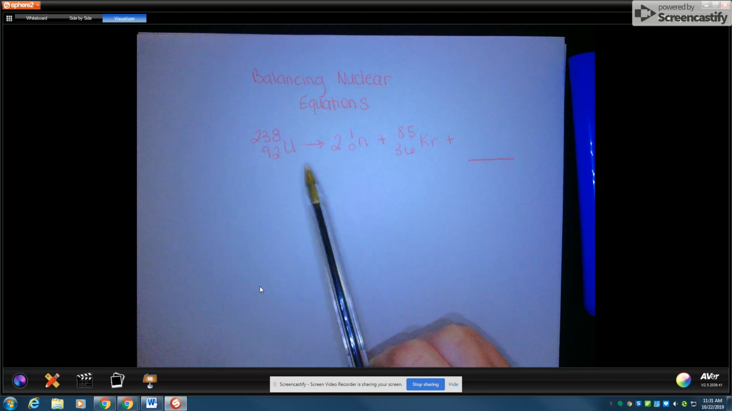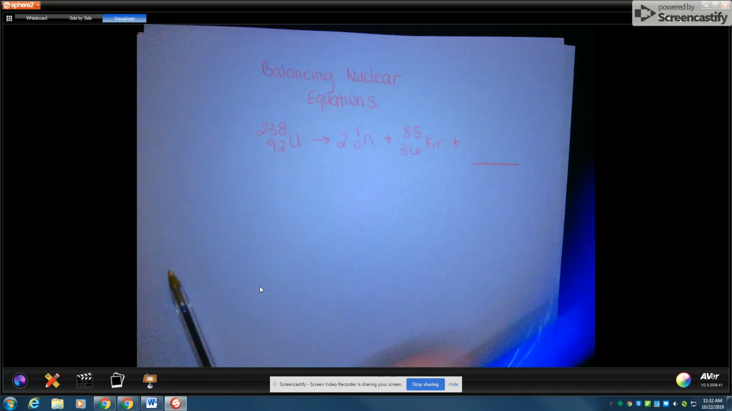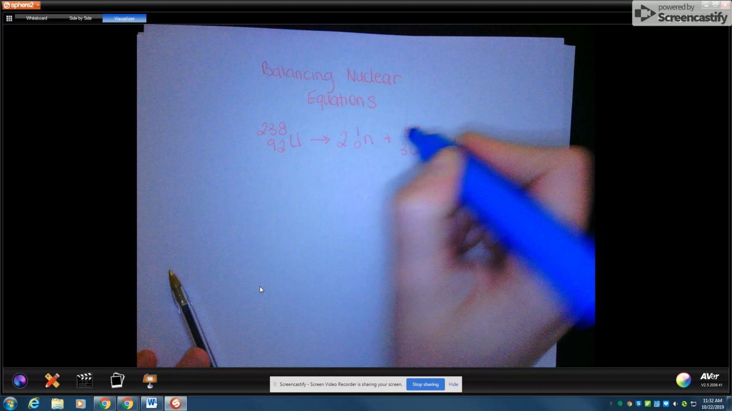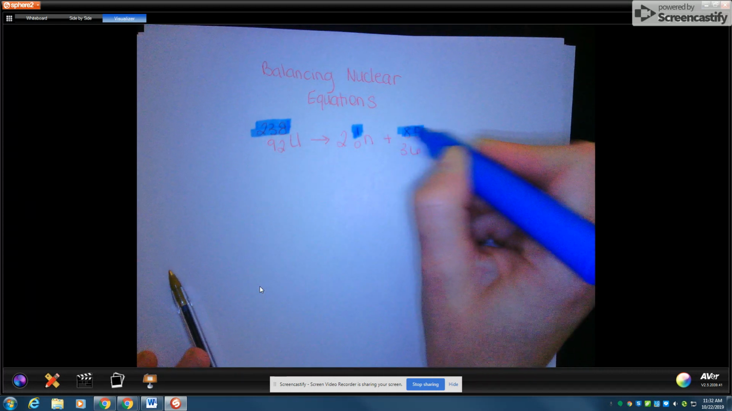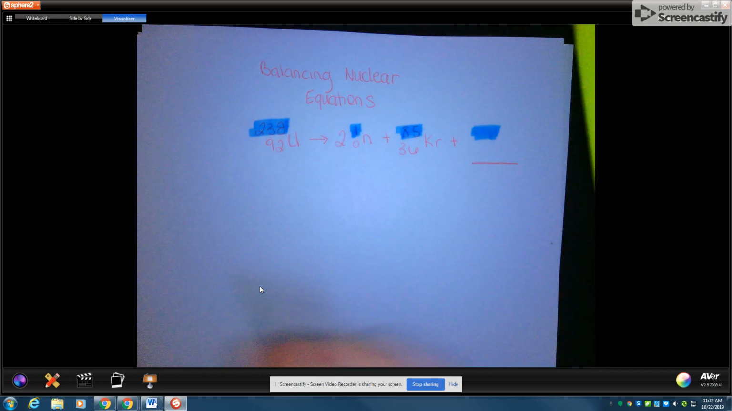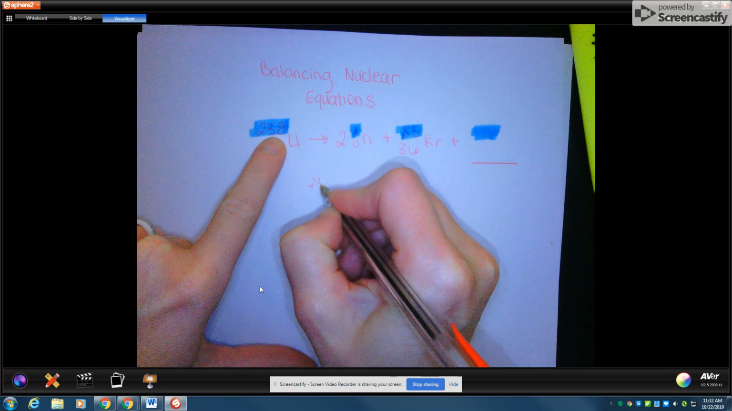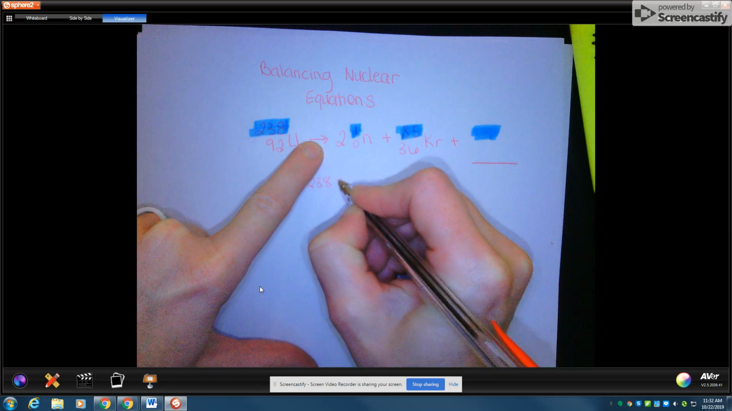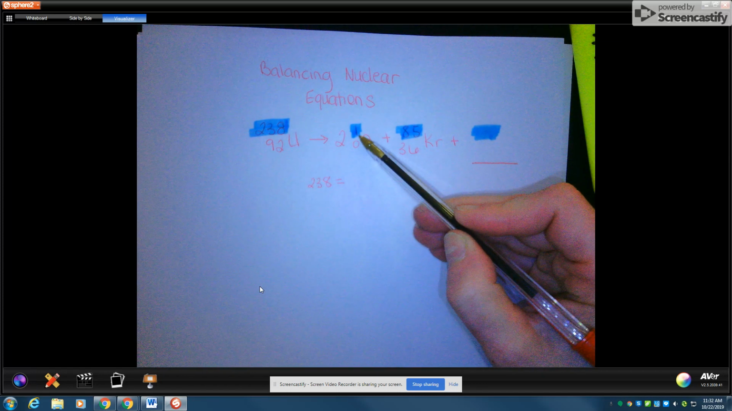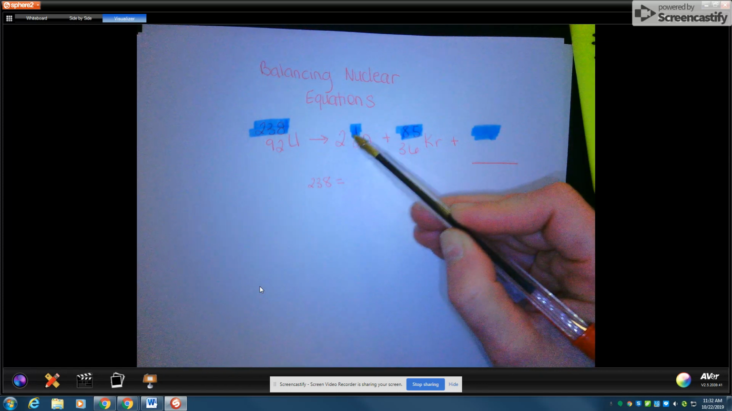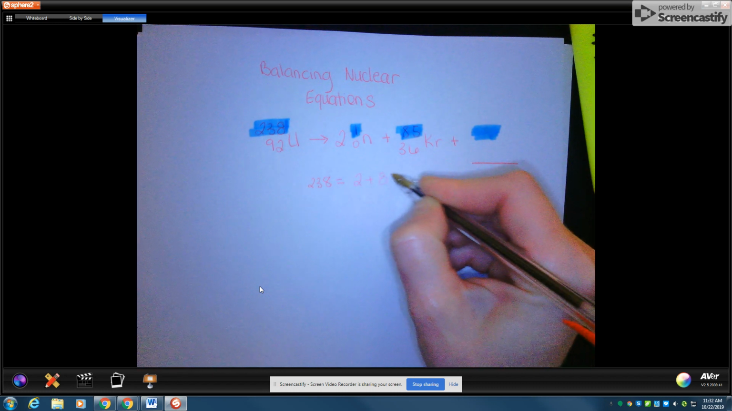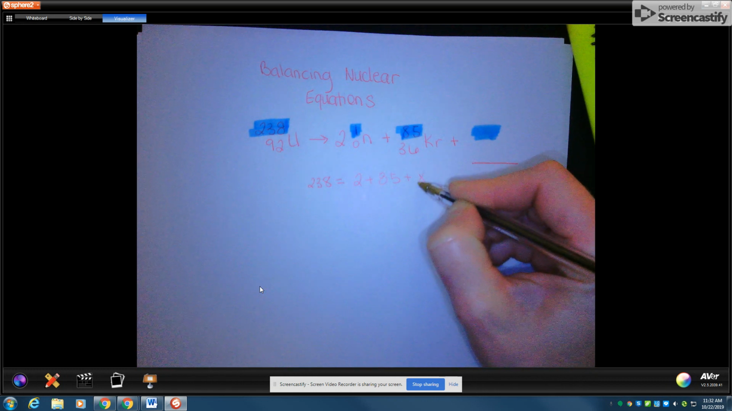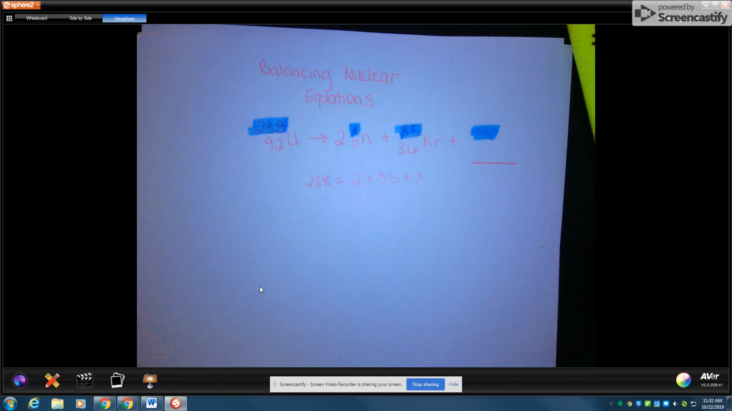How you would balance this is you have to take all the numbers on top, which I'm going to highlight in blue, and then we're going to solve this like a math class. We're going to take that 238. Instead of an arrow, we're going to put equal. Now this one's a little tricky because there's a 1 on top, but there's 2 of them. So that's really 2 times 1. So it's really 2 plus 85 plus some number x. And then we just solve for x.